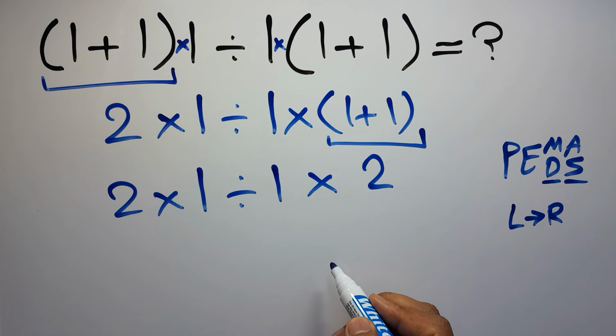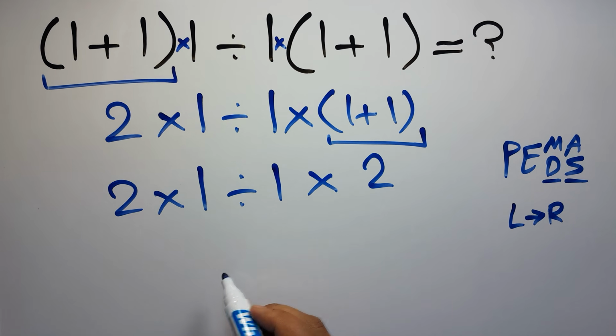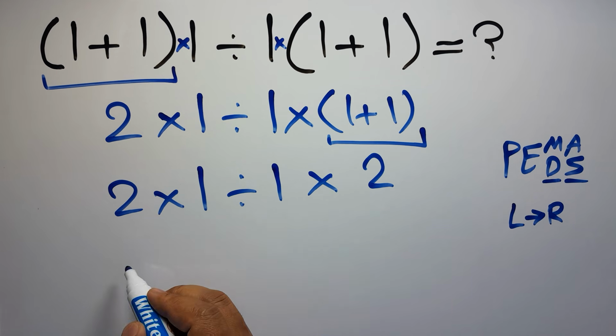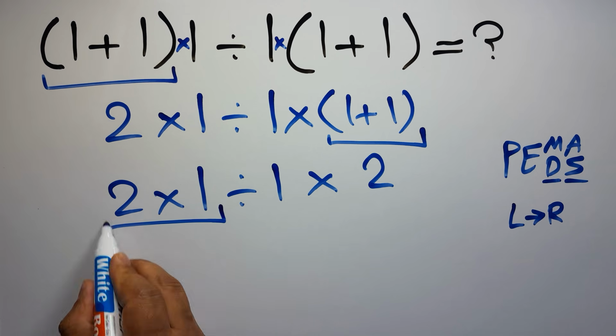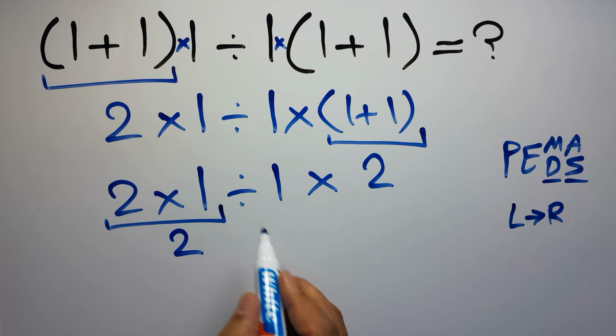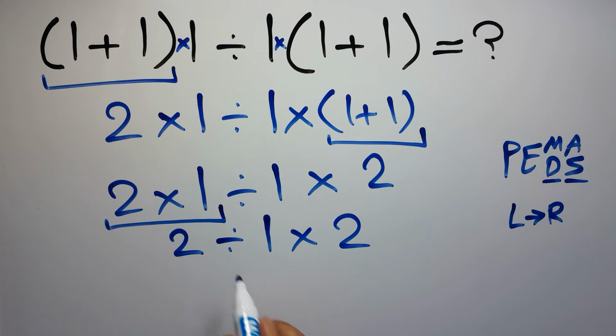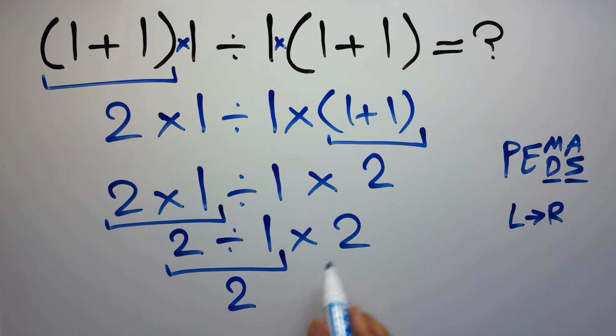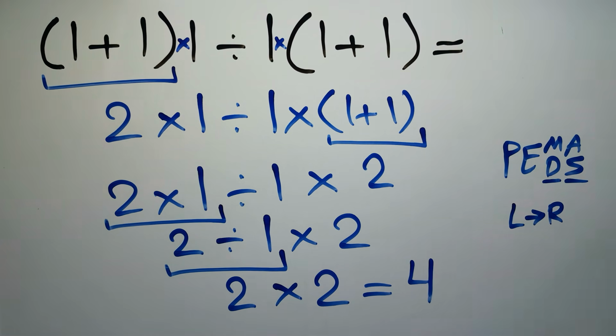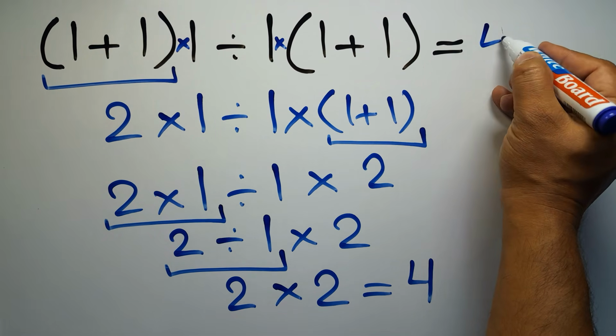Okay? Now, we have to work from left to right. First, this multiplication. 2 times 1 is just 2. So we have 2 divided by 1, then times 2. Now we have to do this division. 2 divided by 1 equals 2. So we have 2 times 2, which equals 4. And this is our final answer to this problem. The correct answer is 4.